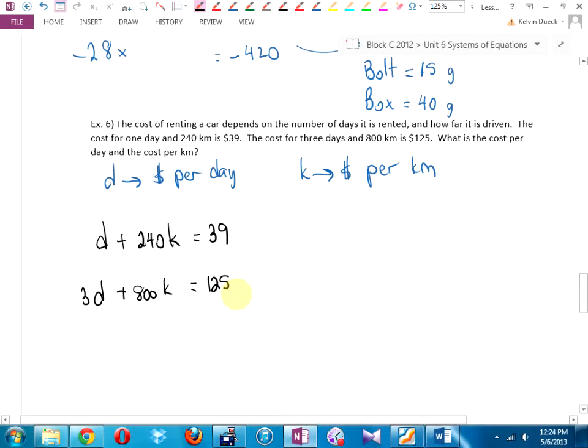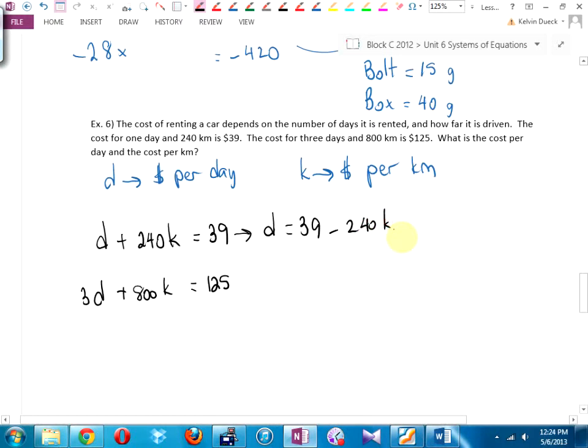Substitution. You could multiply the top equation by -3 and use elimination. Perfectly fine. You said substitution? Sure. Which one? The top one, yes? So if I hear you correctly, you're saying that D equals 39 take away 240K.